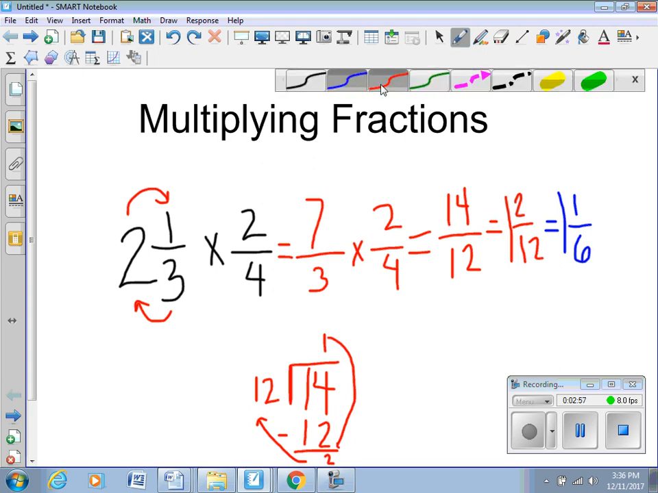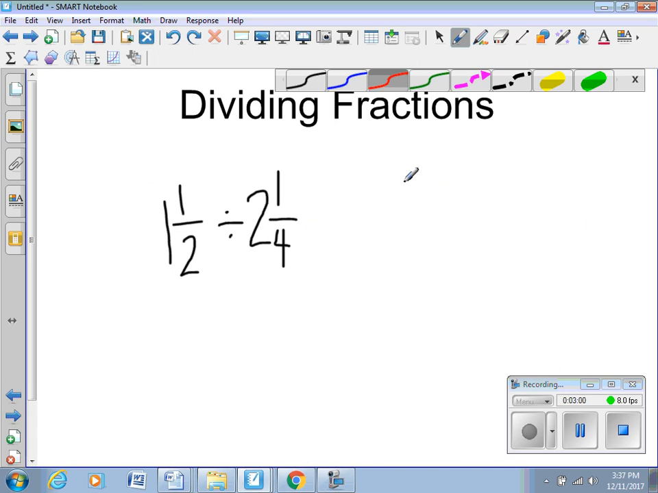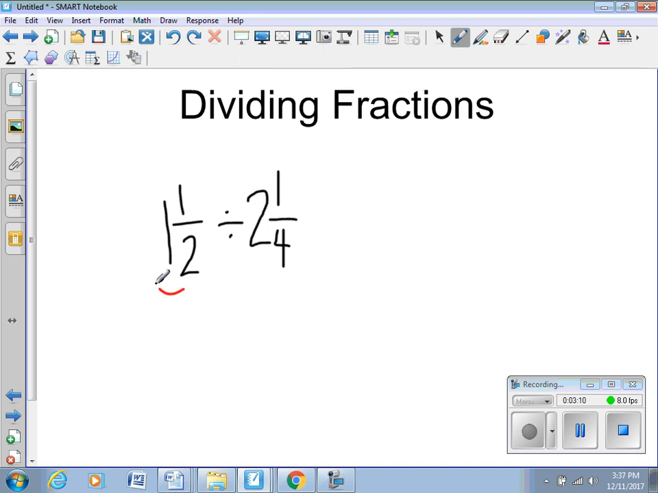Alright, let's move on to dividing. Here we're going to do 1 1/2 divided by 2 1/4. Again, just like multiplying fractions, you have to change the mixed numbers into improper fractions. 2 times 1 is 2, plus 1 is 3, so I am going to have 3 halves divided by 4 times 2 is 8. 8 plus 1 is 9. So it's divided by 9 fourths.